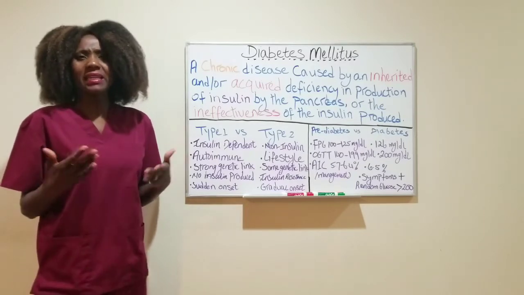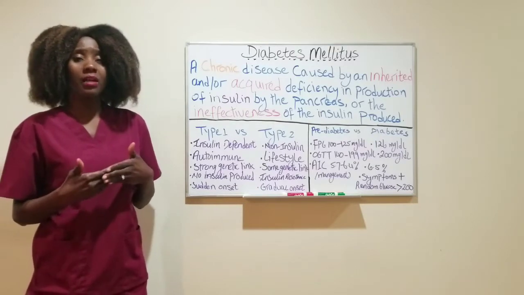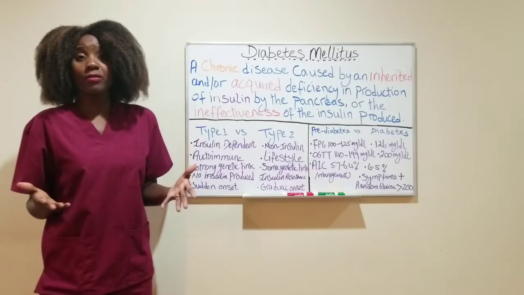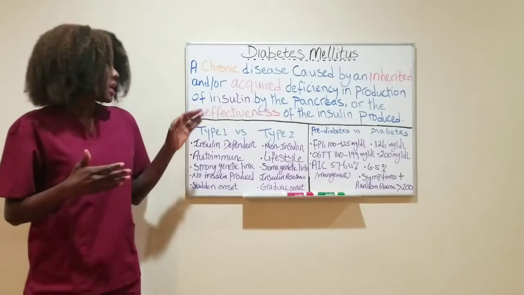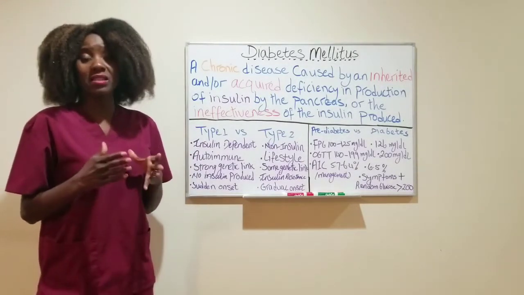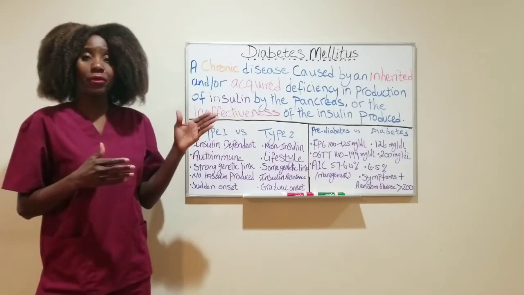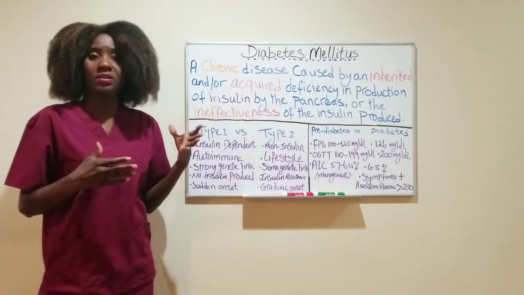Now, if we eat in excess of what we need, sometimes we overeat, our body does not require all of the food or all of the glucose. Insulin takes that glucose and converts it into glycogen and stores it in the liver for future use.